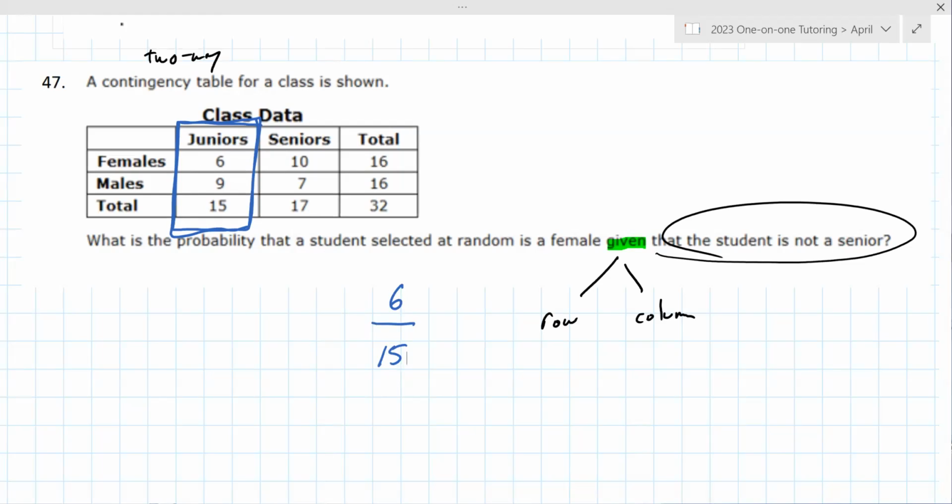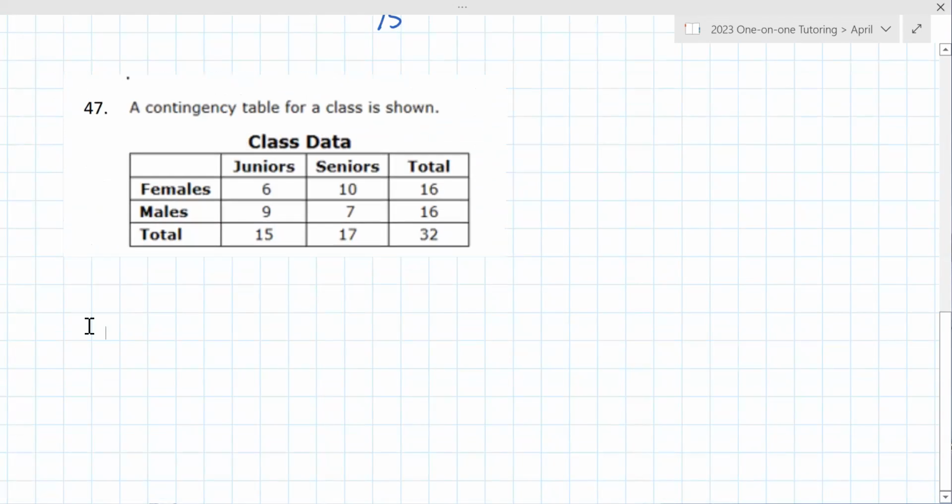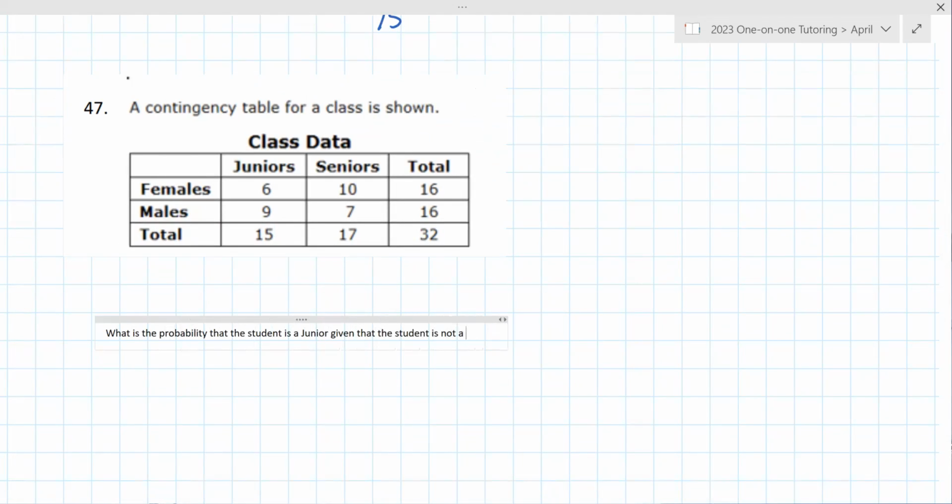All right, so let me grab this table and give you another problem here. There's not really much work. I'll type this one out. What is the probability that the student is a junior given that the student is not a female? 3/5 or 60%. What two numbers are you using?